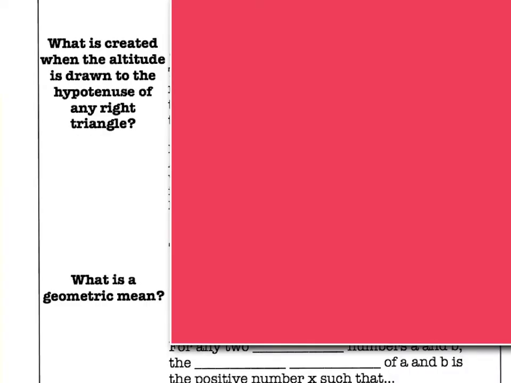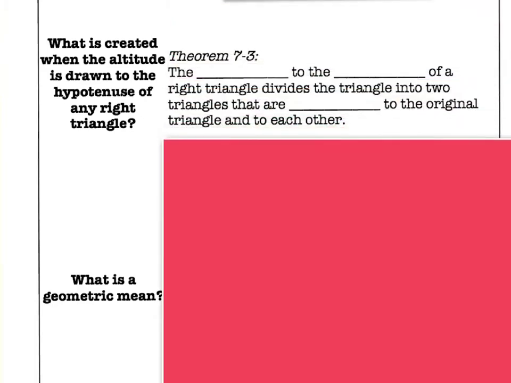The next question we're going to explore is what is created when the altitude is drawn to the hypotenuse of any right triangle? This can be answered with Theorem 7-3. This theorem states that the altitude to the hypotenuse of a right triangle divides the triangle into two triangles that are similar to the original triangle and to each other.